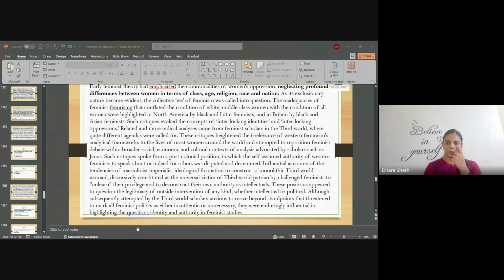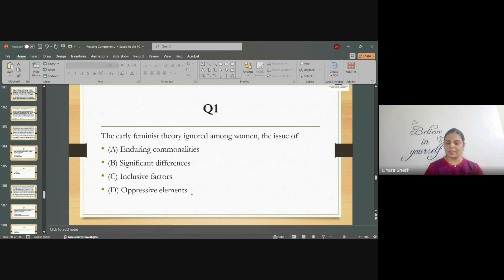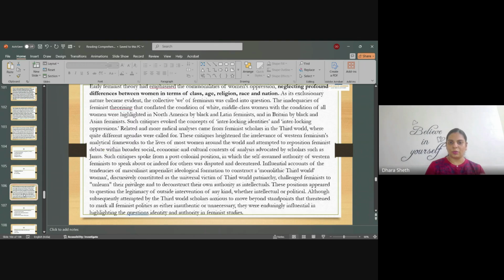Here lies your answer. Okay, in the first sentence itself. What was neglected were the differences. Oppressive elements is not mentioned. It was just mentioned with regards to feminism somewhere in the middle of the passage, but it does not talk about the early feminist theory. It did not consider the differences, like it was more for whites, but what about other nations, other races, other ages? Okay.